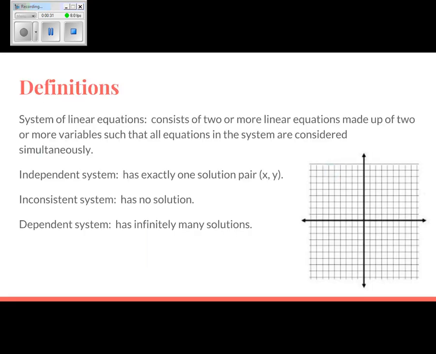So first off, we need some definitions. What are we going to be looking at? A system of linear equations is going to consist of two or more linear equations. I want to focus on that word linear, okay? Meaning that my x is just going to be x to the first power. My y is going to be y to the first power. No square roots, no powers. We're going to leave it basic for now, okay?